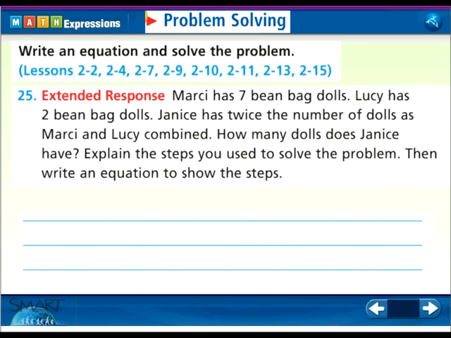And number 25, Marcy has 7 beanbag dolls. Lucy has 2 beanbag dolls. Janice has twice the number of dolls as Marcy and Lucy combined. So you notice there's this part of the equation. Then you have Janice, who has twice as many, 2 times as many. How many dolls does Janice have? Explain the steps, then write an equation. So you have to explain using your own words how you figured that out and show your steps.